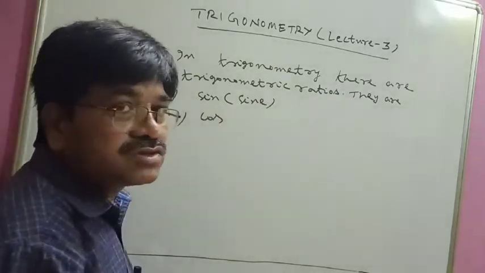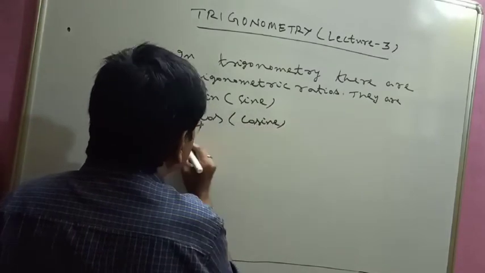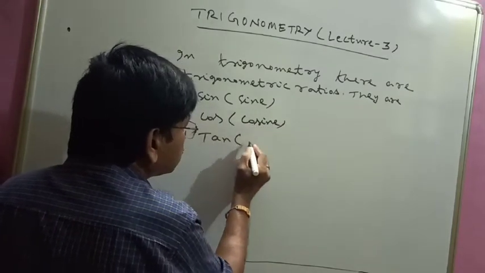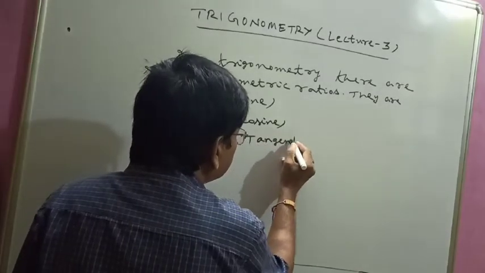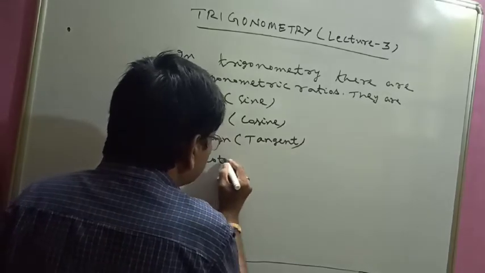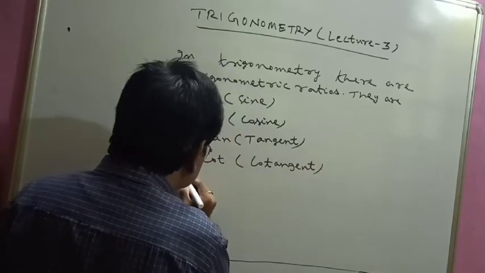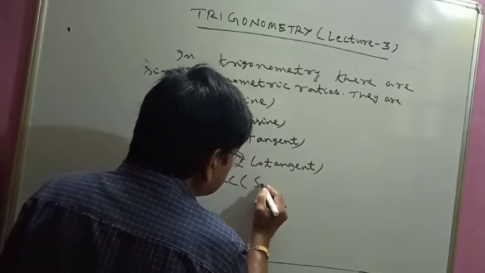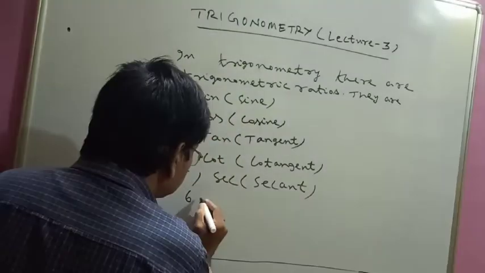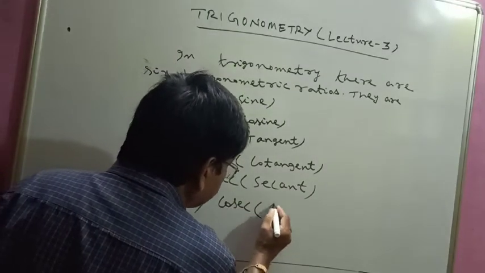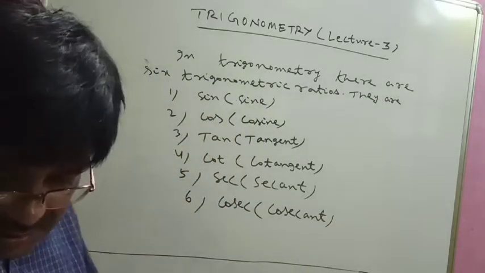Number two is cos. The full form is cosine. Number three is tan. The full form is tangent. And number four is cot. Okay, the full form is cotangent. Okay, the number five is sec. The full form is secant. And number six is cosec. The full form is cosecant. Okay, so these are the six trigonometric ratios.